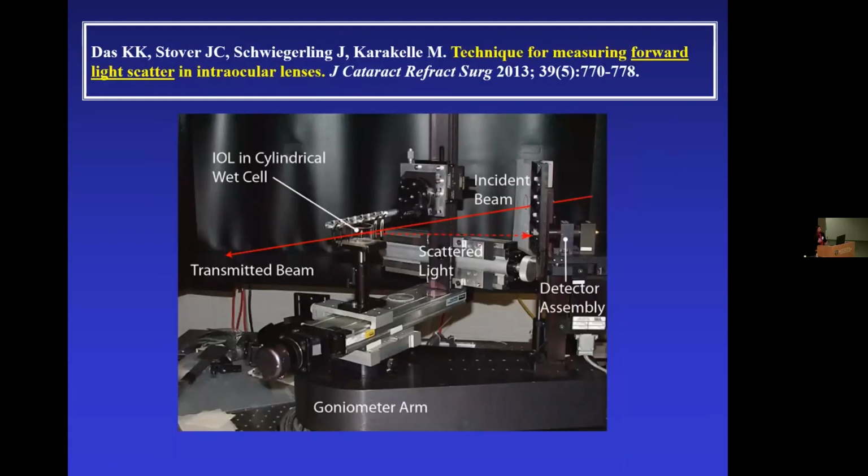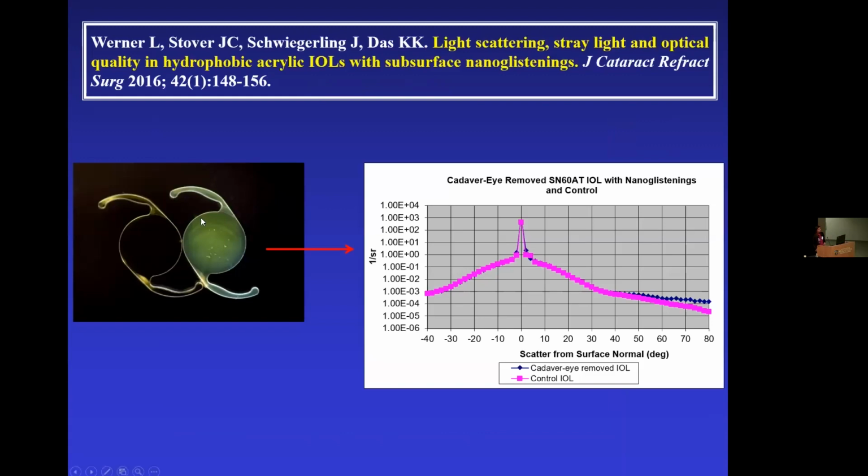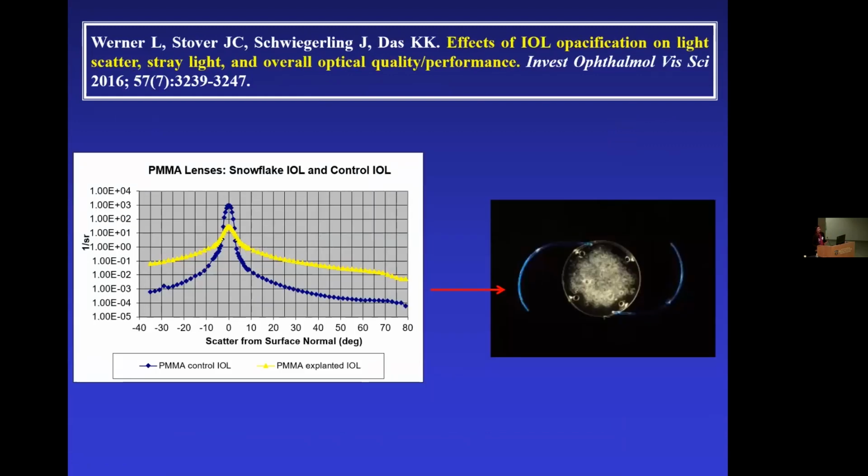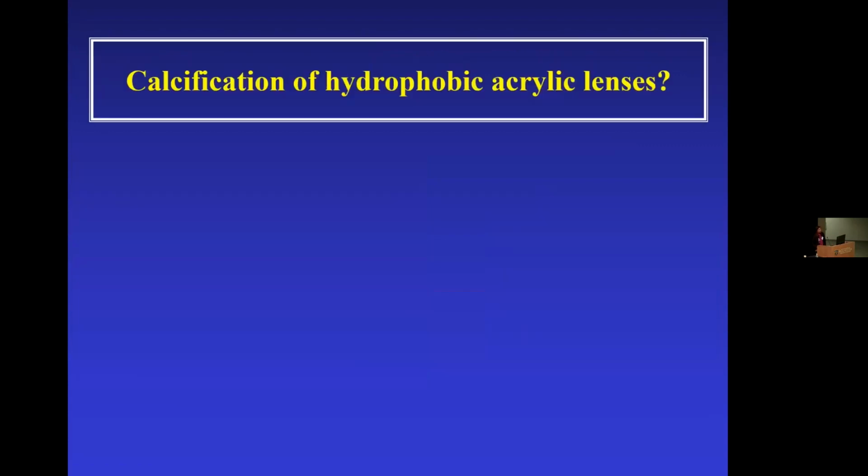We also have to evaluate the forward light scattering, because this is the light that is going to be transmitted to the retina and may cause some problems. So I collaborated with this group in their in vitro model, and we used the explanted lenses. Indeed, with the subsurface nanoglistenings, you can see a little bit of increase here, but this is not expected to be clinically significant. But if you analyze a lens that's calcified or a lens that has snowflake degeneration, then this is definitely really increased and expected to be clinically significant. Can hydrophobic acrylic lenses calcify?